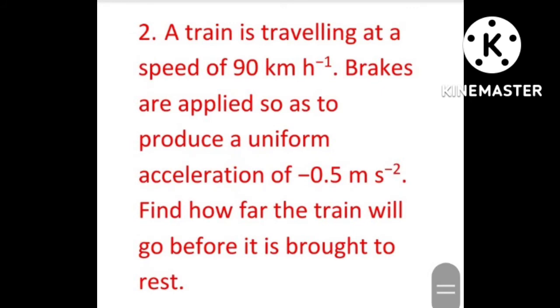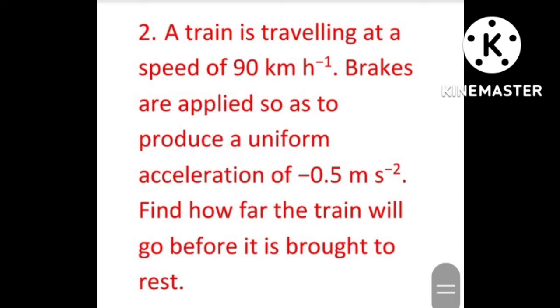Now we can move to the second question. A train is traveling at a speed of 90 km per hour. Brakes are applied so as to produce a uniform acceleration of minus 0.5 meter per second square. Find how far the train will go before it is brought to rest.